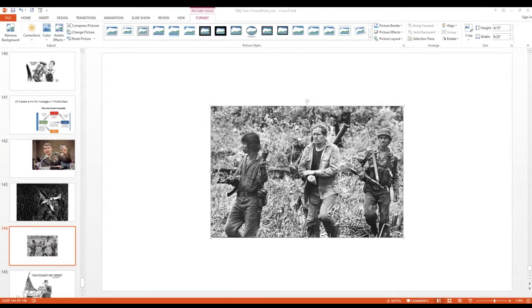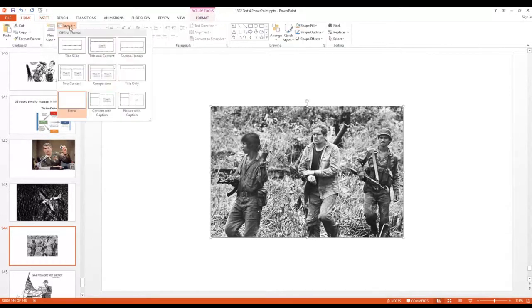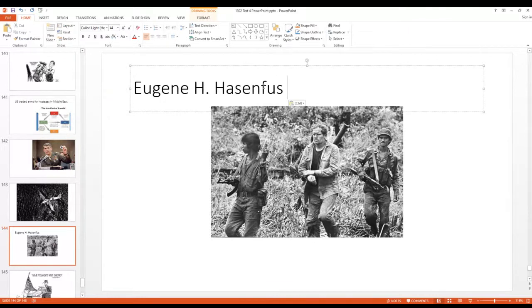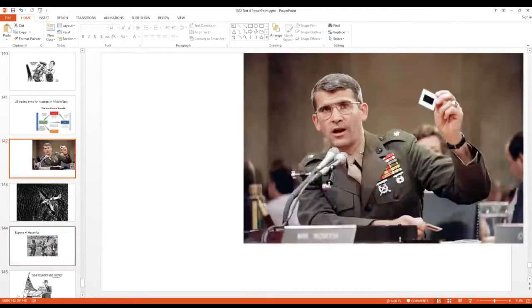I gotta look up his name. Hassenfuss, Eugene Hassenfuss, is flying the plane. There were 2 others on board who were killed, but they had documents that connected them directly to Oliver North. Hassenfuss also connected back to Oliver North.